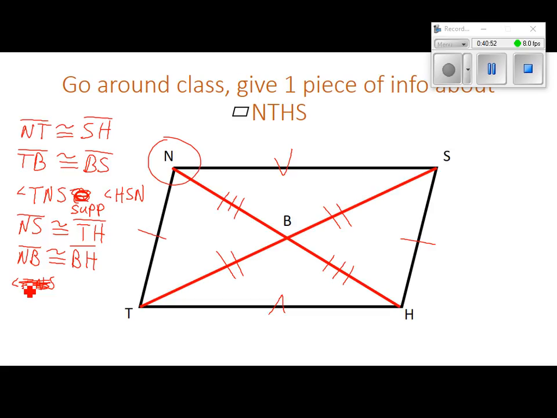Say it again. TNS. That's not going to be vertical to anything.